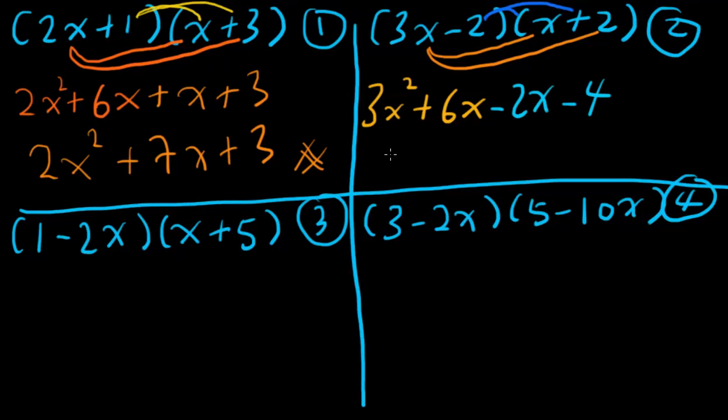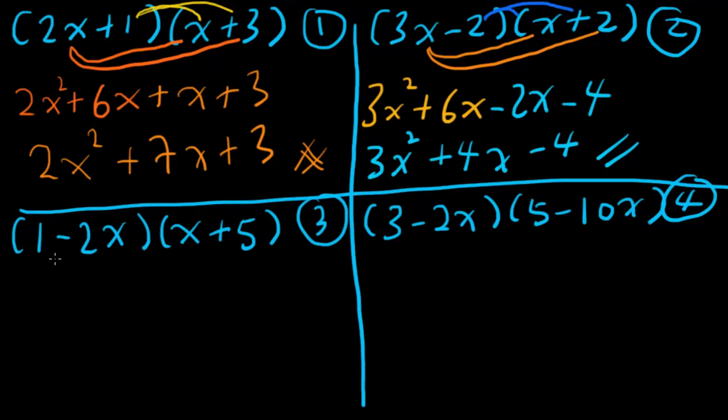And then we can combine like terms. So in this case, 3x squared is a standalone term. And then 6x minus 2x, that gives you 4x minus 4. And this is the answer for example 2.